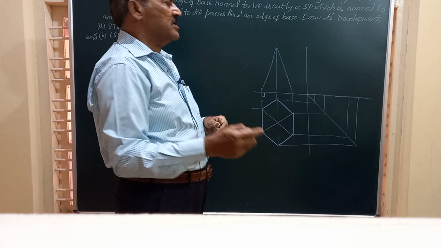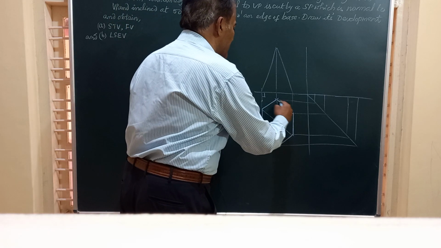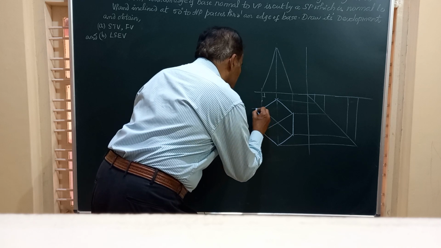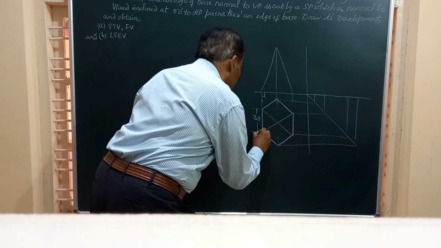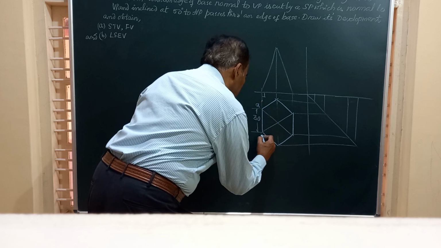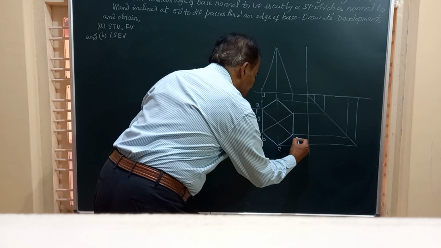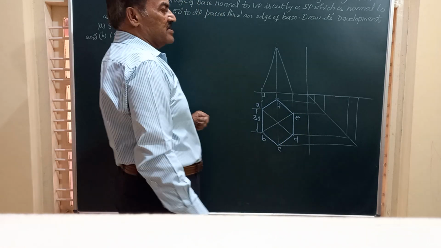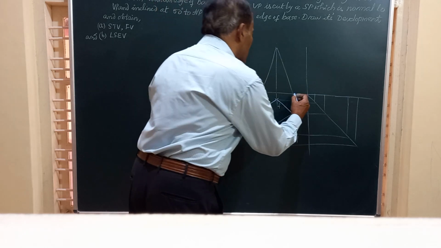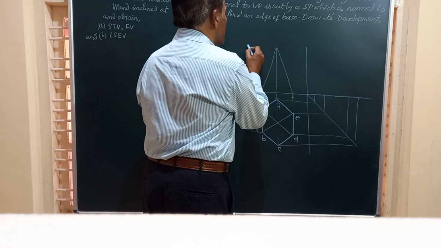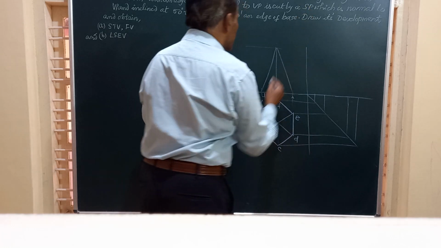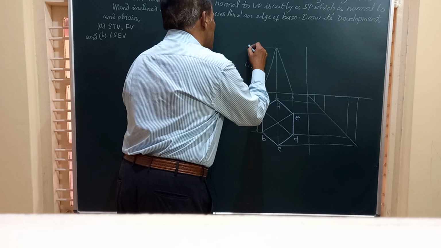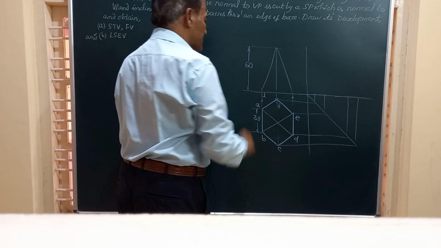So friends, first of all, let us obtain the top view, the hexagon of side 30 millimeter, and mark on this the corners, namely A, B, C, D, E and F. These are the six corners of the base, and we will transfer all these to the front view and obtain the front view with height equal to 60 mm. So I am going to write 60 mm here as the height of this pyramid.